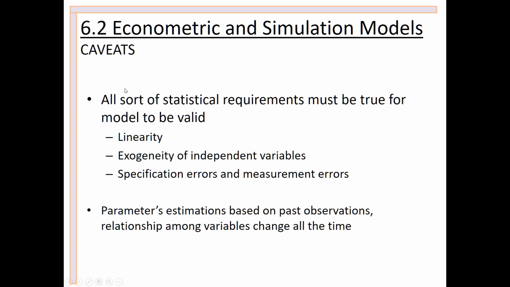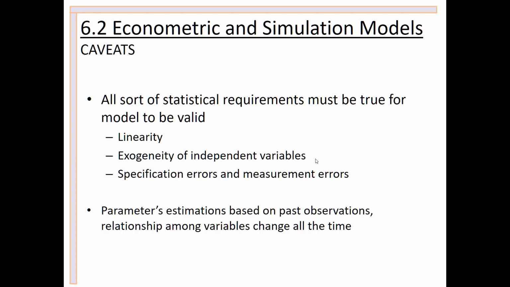There are some problems with this technique, though. All sorts of statistical requirements must be true for the model to be valid. The first is pretty obvious, linearity. I am modeling the relationship as linear. The second is the exogeneity of the independent variables. Remember last chapter, we assumed that exports were exogenous, determined by the behavior of the regions around our region. If that's not the case, I cannot explain an endogenous variable as a function of another endogenous variable. All my coefficients will be wrong.